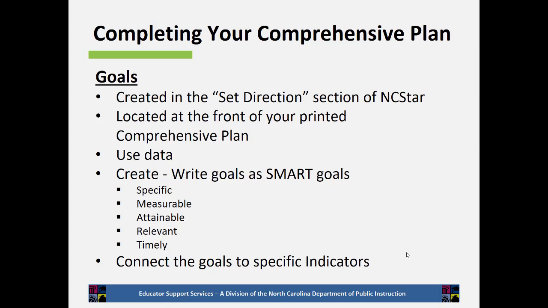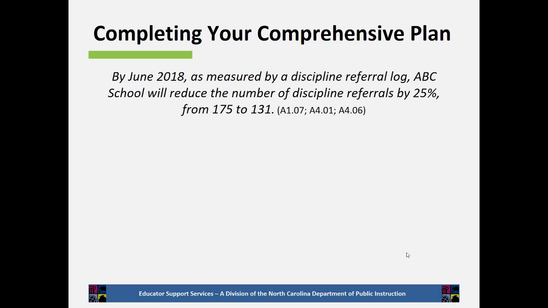So what I've done is I've actually created a goal. Pretend school, ABC school, and they are having a little bit of trouble with discipline. So a goal that I've created for this school is by June 2018, as measured by a discipline referral log, ABC school reduced the number of discipline referrals by 25%, from 175 to 131. You'll notice that this is a SMART goal. All right, it's specific, it's around discipline, it's measurable, 25%. It's attainable, okay, again, that 25%. You know, if we do an 80% goal, that may not work. And I might tell a school, you know what, that might be too high. Have you considered doing something else? It's relevant.